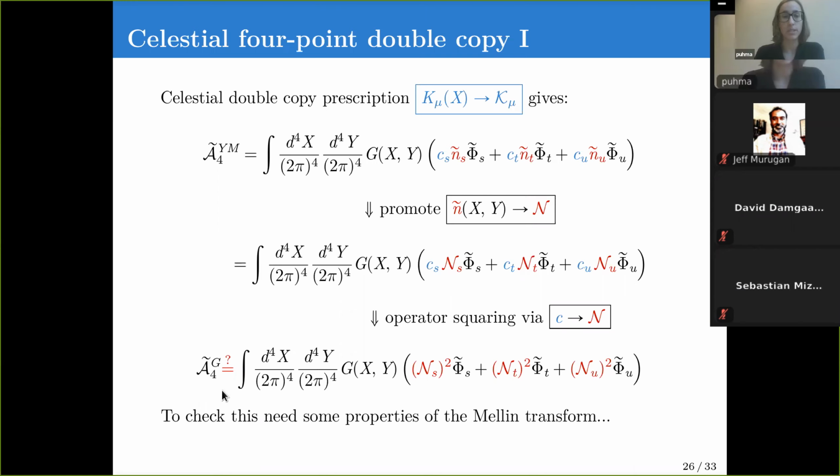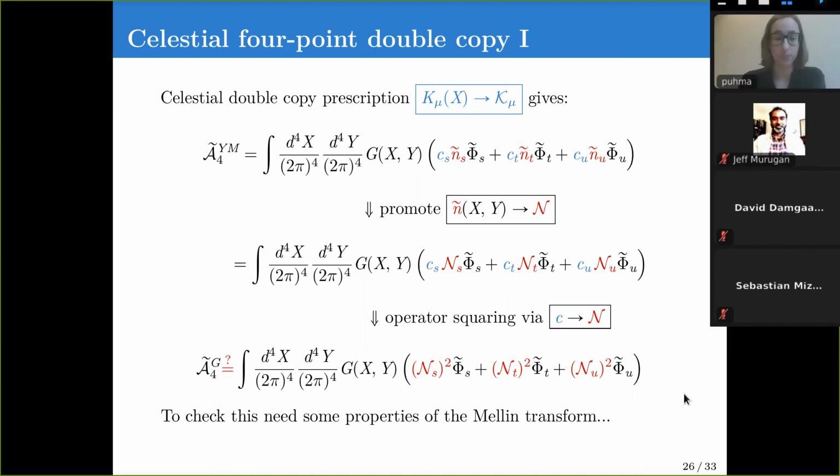So here we started with the celestial 4-point Yang-Mills amplitude. We replaced the celestial momenta by differential operators, which turns the numerators into operators. And then we replace the color factors by another set of numerator operators. The question is, is that the Mellin transform of the 4-graviton amplitude?